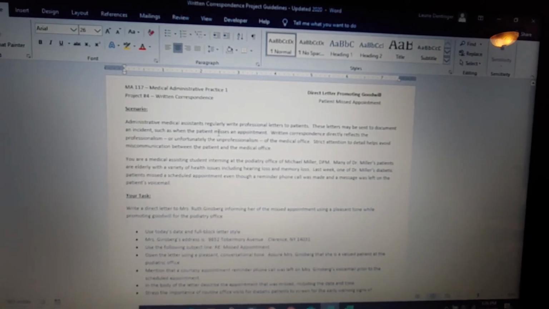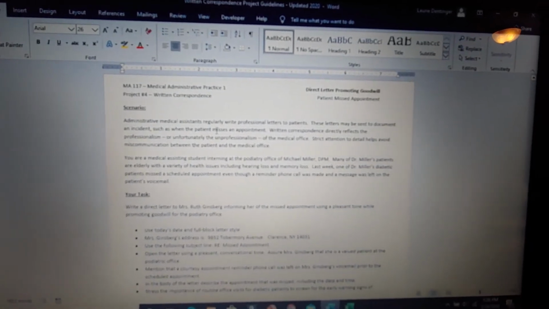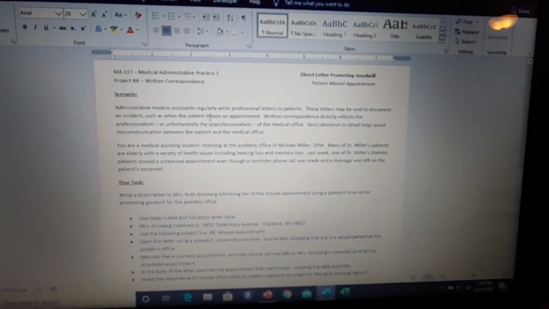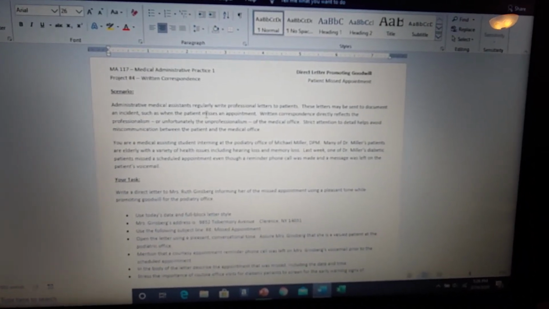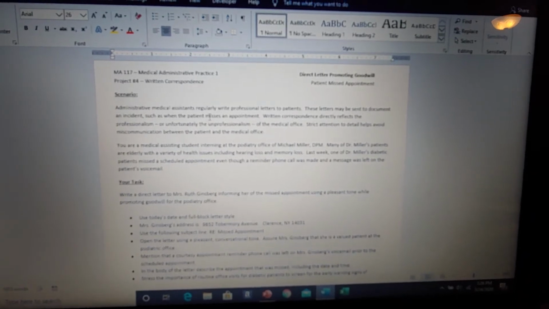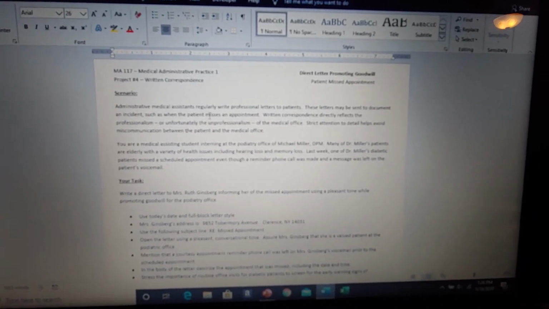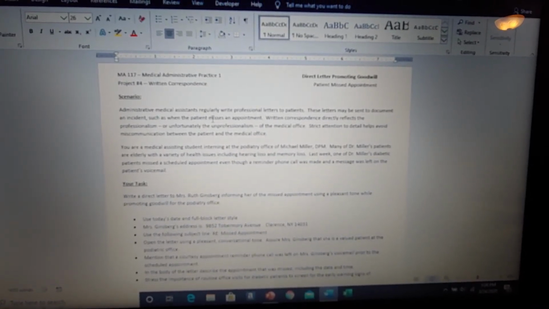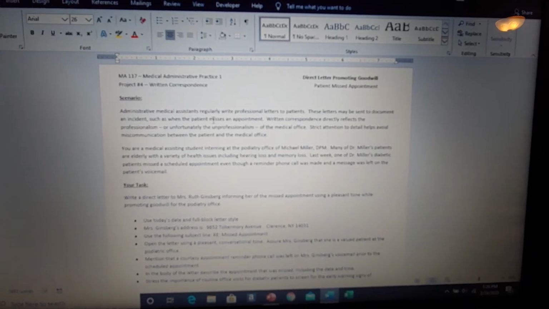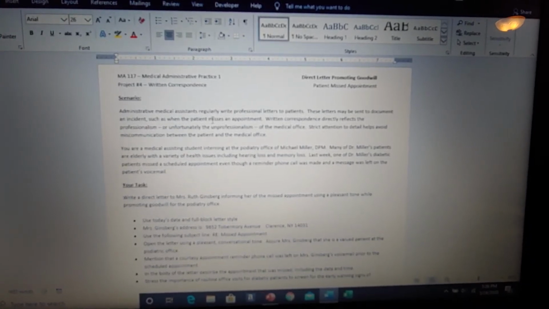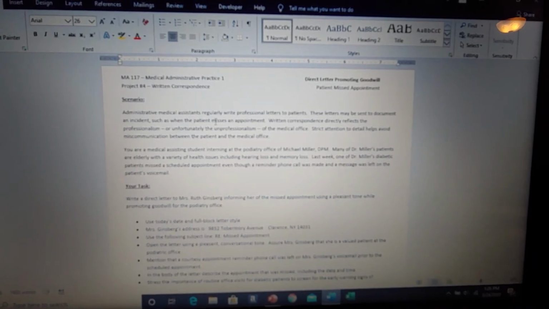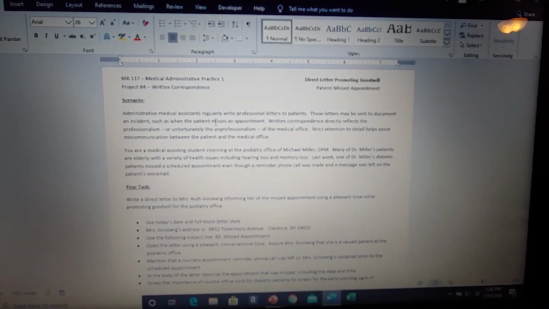And here's your scenario. I think it's really important to understand how important it is for administrative staff in any medical office to send out really good correspondence, whether it's an email, a letter to a patient or a vendor. It really doesn't matter what the format is, but the attention to detail really helps to avoid any kind of miscommunication between the patient and the medical office or between the vendor and the office.